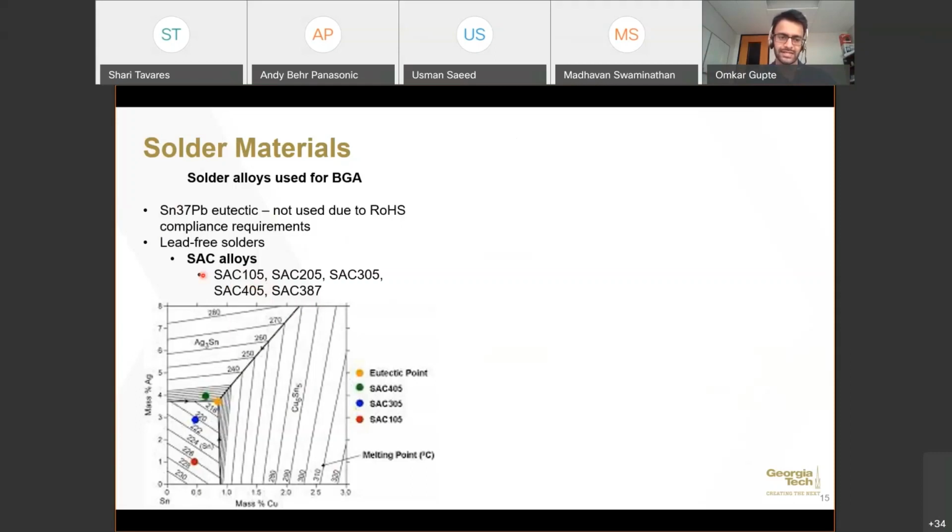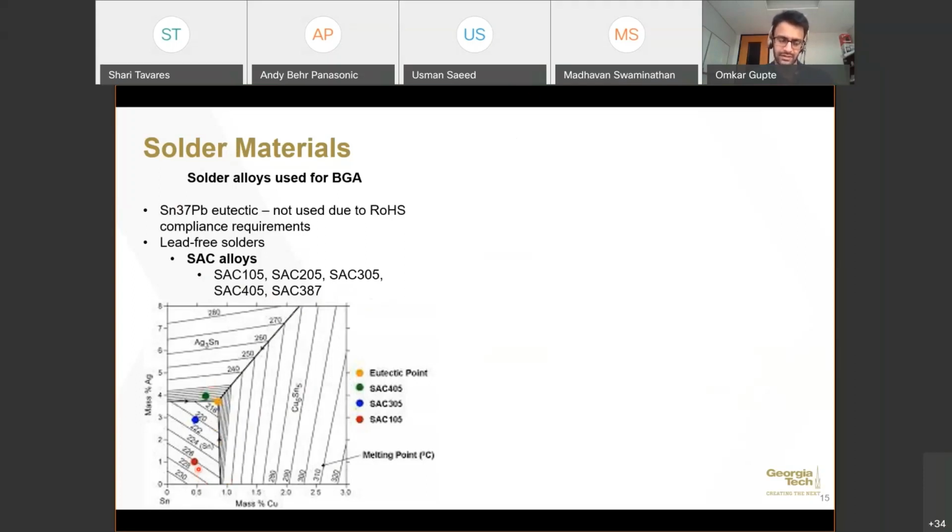There are different SAC alloys. SAC stands for tin silver copper, and there are different SAC alloys with different compositions of silver and copper. The nomenclature shows that SAC 105 means there's 1% silver and 0.5% copper. SAC 305 is a very commonly used alloy which contains 3% silver and 0.5% copper. These alloys have different melting temperatures but in a similar range.